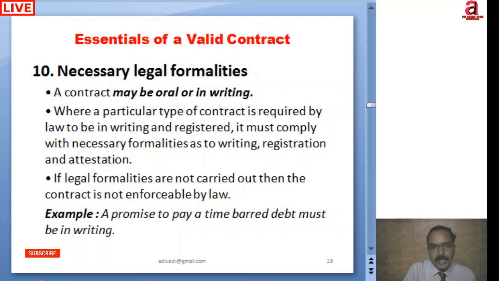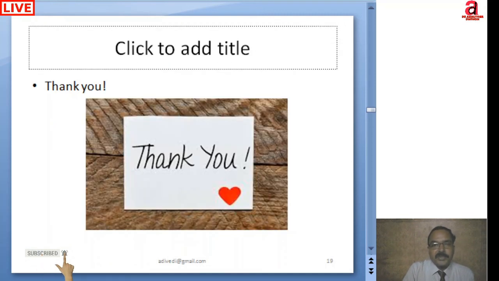For example, a promise to pay a time-barred debt must be in writing. There are certain legal formalities. Suppose you get a property transfer, or selling or purchasing, a printed invoice, which is a kind of legal formality. Legal stamp papers are legal formalities without which you can't claim. So necessary legal formalities are among the essentials of a valid contract. You now understand the concept of contract, the definition, meaning, and the essentials of a valid contract.